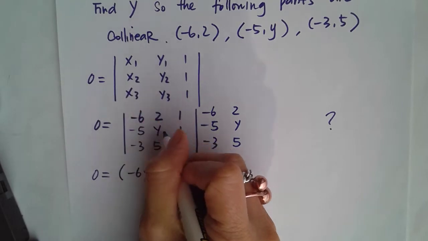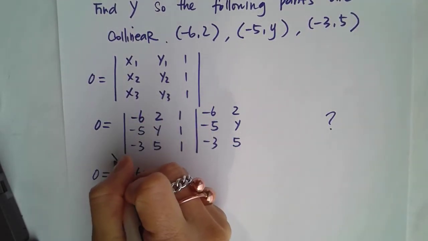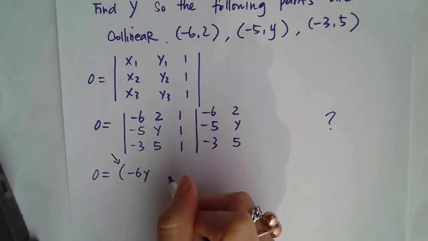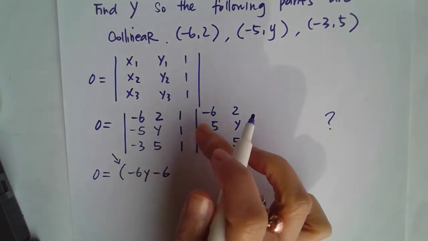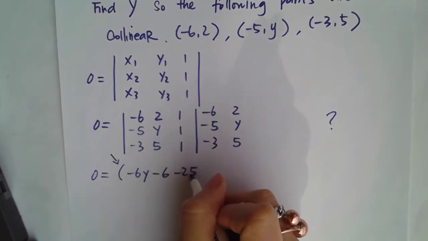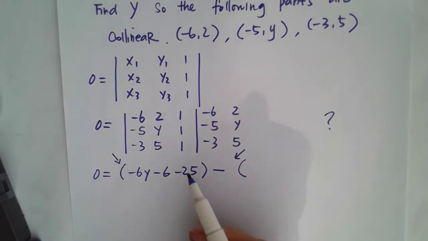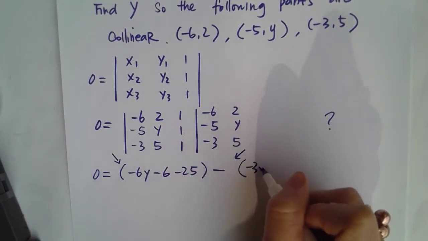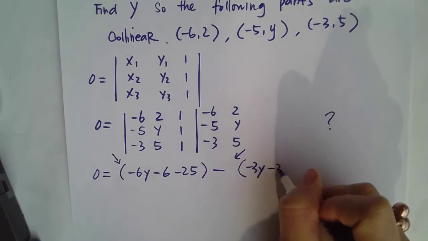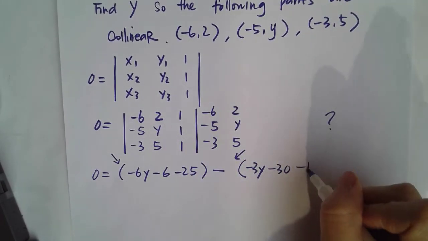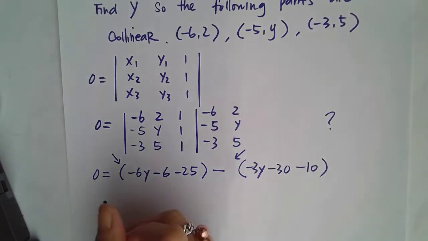-6y, because I'm just multiplying the diagonals this way. So this way diagonals, -6y, -6, right? And then -25. Make sure you line it up nicely, okay? Minus, and then now we're going to go the diagonals this way. -3y, -30, -10. All right?